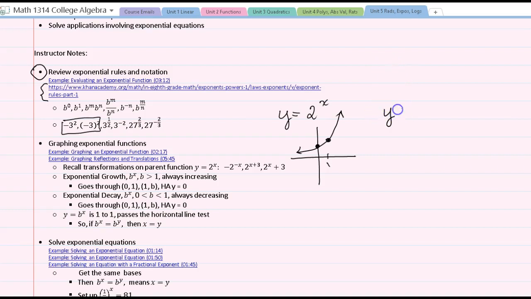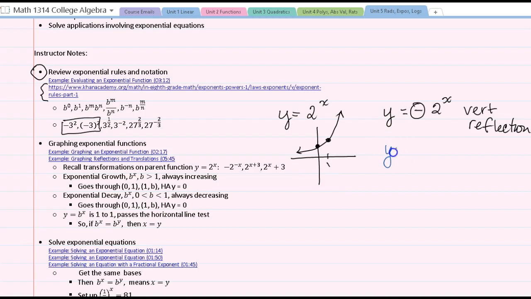Anyway, what we need to remind ourselves is what happens when we put some of these transformations on them. So if I have y is equal to negative 2 to the x, remember this negative is out in the front. This is what we call a vertical reflection. So that means that our graph that looks like this will actually be reflected over the x-axis. So it's going to look something like this. So we can see that that's what our vertical reflection does.